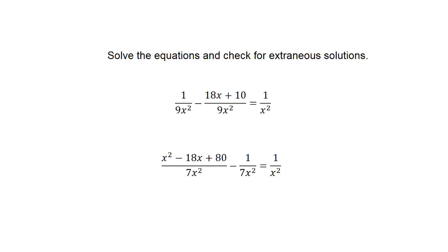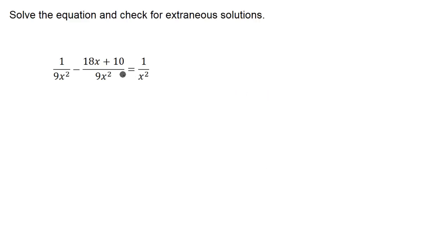In this video we have a couple of rational equations that we're going to solve, and we're also going to check for extraneous solutions at the end. So in this first problem, on the left side of the equal sign, you see that we have some subtraction. So we have to handle that first.